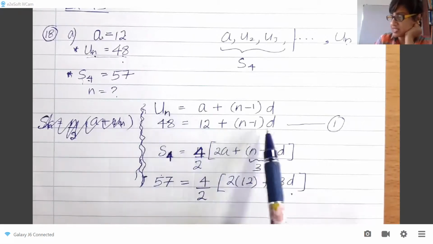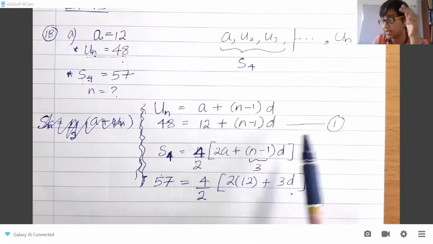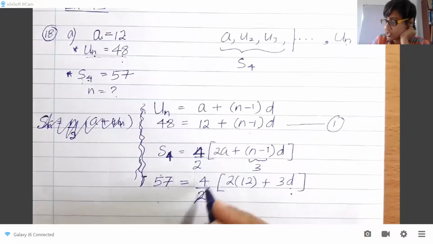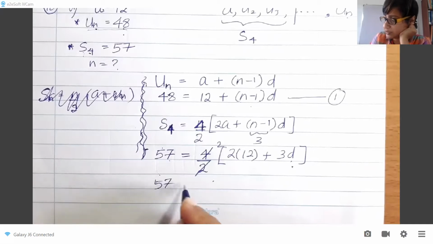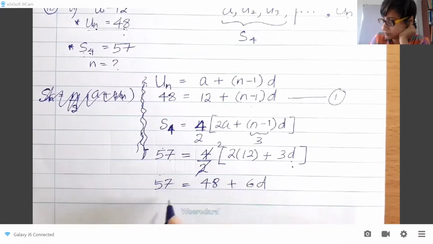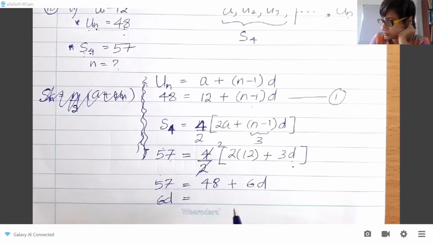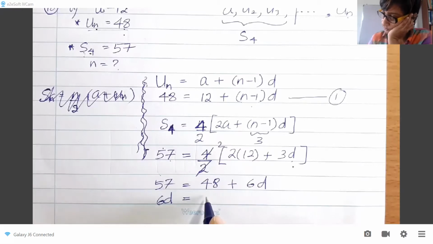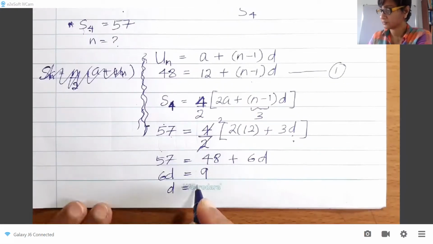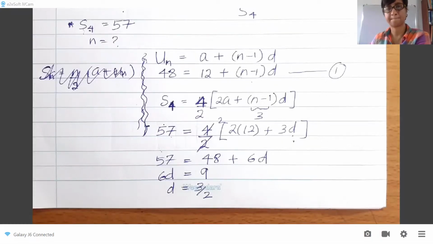Now, I applied this first. I can't do anything with that because I have two unknowns there. So I kept it aside. And then I went on to the next information given and I applied the Sn formula for that. And there I get an equation only with the unknown d. So I can solve it to find d. 57 is equal to... d is 3/2. And then if I substitute it in the first equation, I can find n.